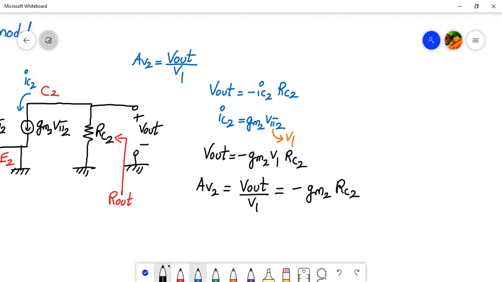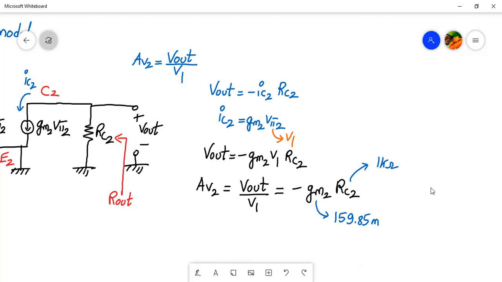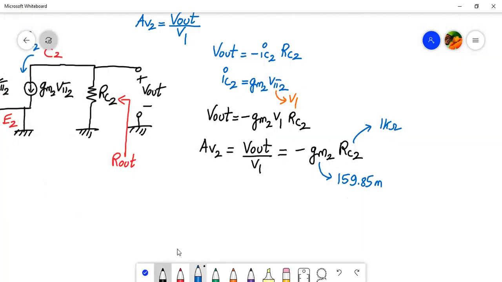Now we have to find the values. What is the value of gm2? 159.85 milli. And what's the value of RC2? Its value is 1 kilo ohm. So if you multiply them, you will get the value of gain AV2, the second stage gain, as minus 159.85. Okay, so that's the value of second stage gain which we get.